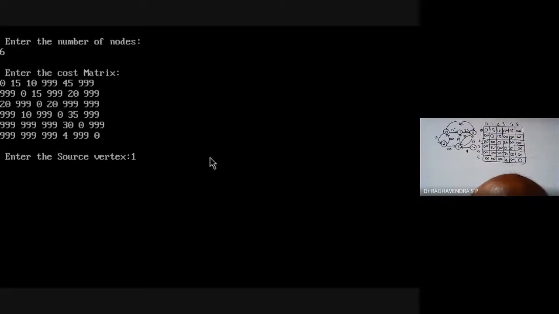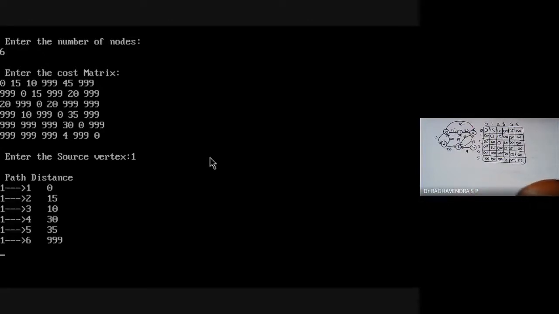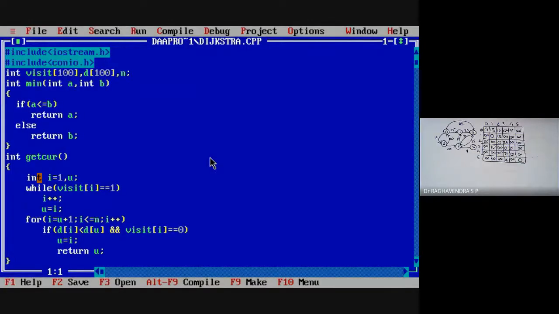I will give 1 instead of 0 as the source. So this is the output we have obtained. Still there is a value infinity again. So let's check this program at home. I'm going to share this program, so execute this program and check once.